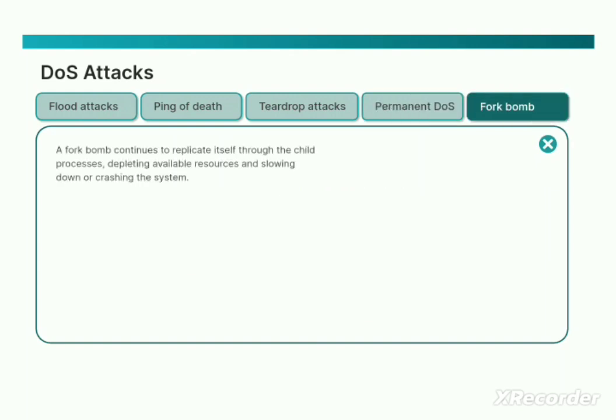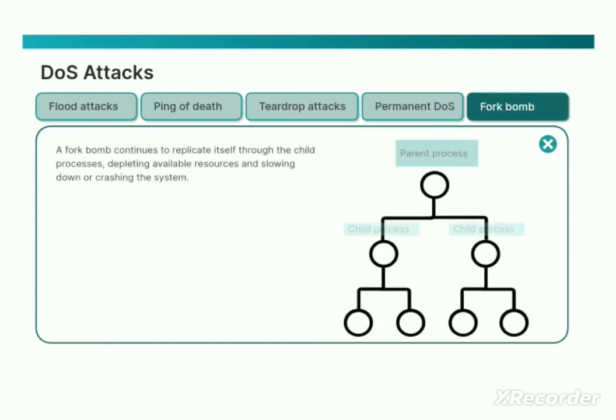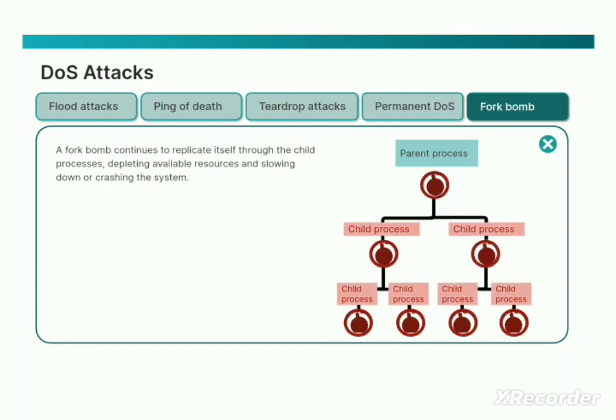A fork is a system call used in Unix and Linux systems that replicates an existing process. Because a fork loop consumes CPU and memory, a kernel panic can occur on the device, locking the system completely. A fork bomb continues to replicate itself through the child processes, depleting available resources and slowing down or crashing the system.